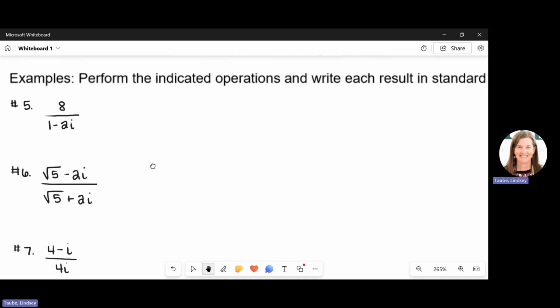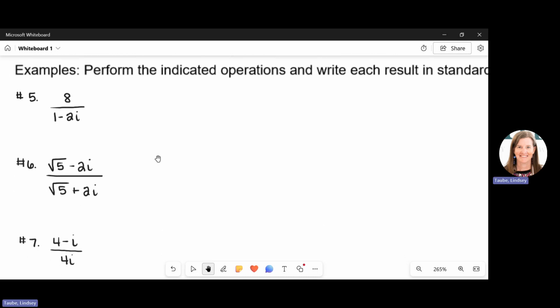Okay, so in our examples here, we're going to perform the indicated operations and write each result in the standard a plus bi complex number form, which means that we might have multiple fractions involved in our final answer, separated into the real part and the imaginary part. So let's look at number 5. Number 5 is 8 over 1 minus 2i.